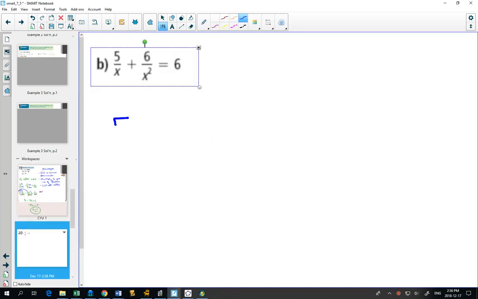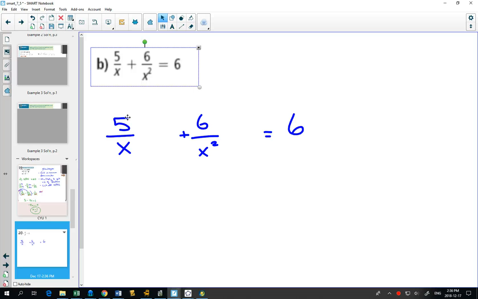Again, I'm going to rewrite the question, leaving space beside each one. If I wanted to get a common denominator, x squared. So this one is missing. I'd have to multiply by an x. This one already has an x squared. If I wanted this last one, which would be like over 1, to also have an x squared, I can multiply top and bottom by x squared there.